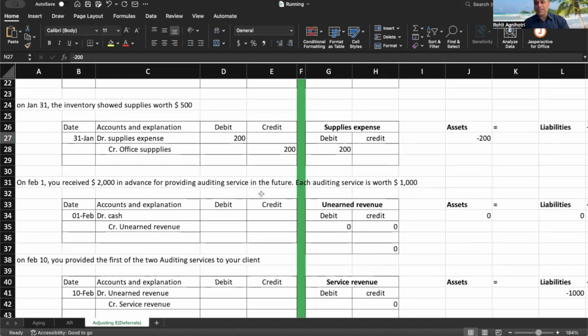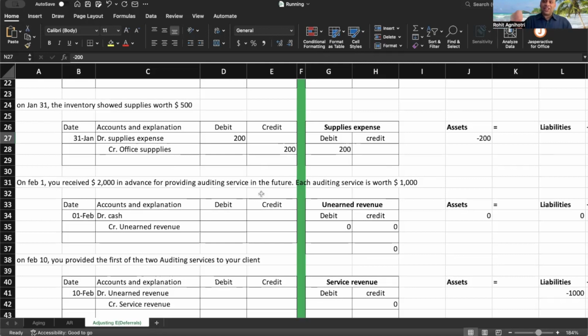Remember I said, well, imagine you have an accounting business and you provide auditing services to businesses, where you audit their statements, and then sign and say, well, okay, this statement is as per all the rules, and that is your auditing basically. So a business gave you $2,000 in advance for providing auditing service in future. Each time you audit one of their statements, you charge $1,000. So they paid you $2,000 in advance.